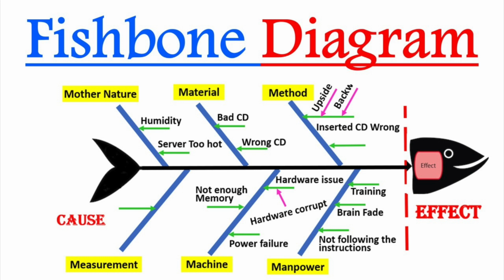These categories, often referred to as the 6 M's: manpower, method, machine, material, measurement, and Mother Nature, help organize the brainstorming process and ensure a comprehensive exploration of possible causes. By systematically analyzing each category and identifying potential causes, teams can gain valuable insights into the root causes of a problem and develop targeted solutions.